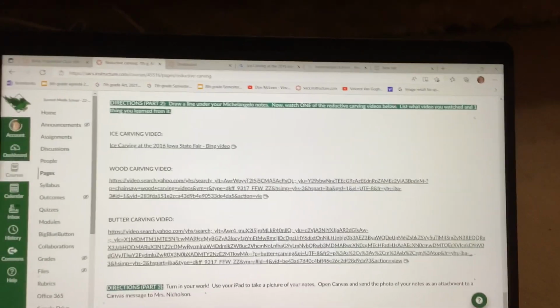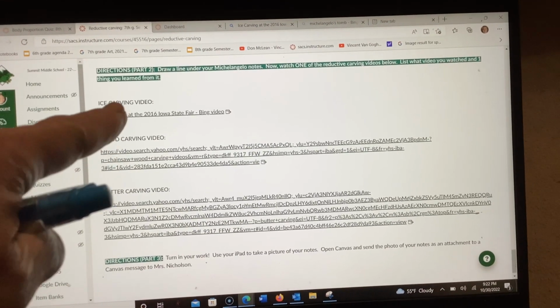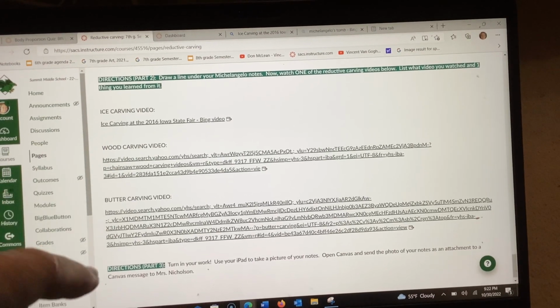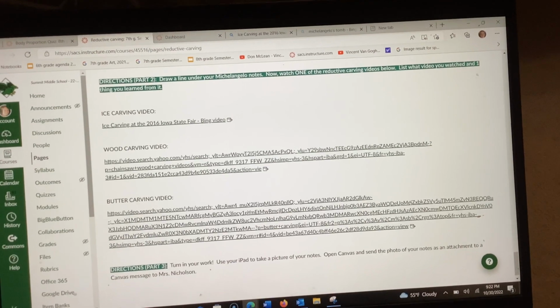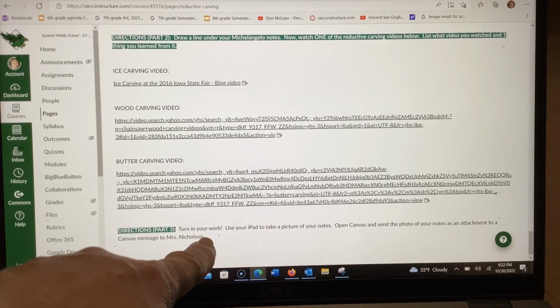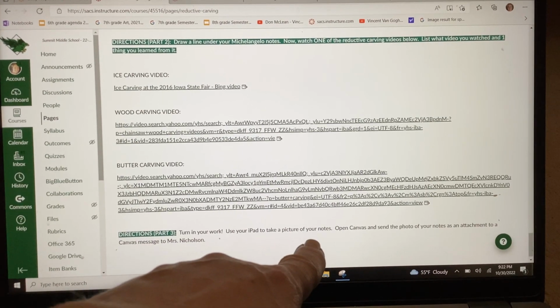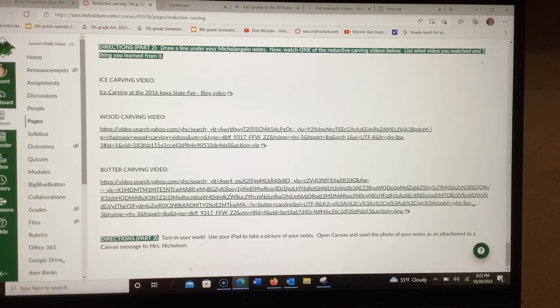Then remember, the next step is you're going to watch only one of these: ice carving, wood carving, or butter carving. They're all reductive, and take notes. And then the third part is to turn in your work. Use your iPad to take a picture of your notes and send it to me as an attachment to a Canvas message.